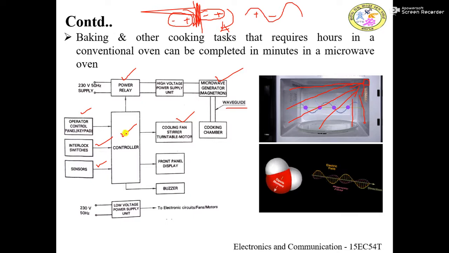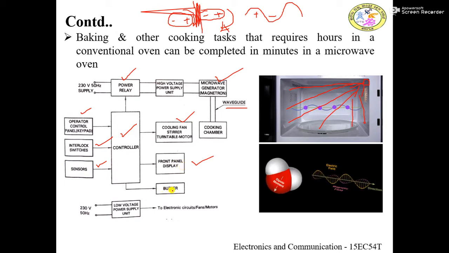Next one is the front panel display. As the name itself indicates, this is a kind of display. Usually it is made up of an LCD or LED display, which is going to showcase the time left for cooking, or the time elapsed, as well as the temperature information, moisture information, and so many physical parameters if they are measured inside the cooking chamber. In order to display them, this kind of display is used here.